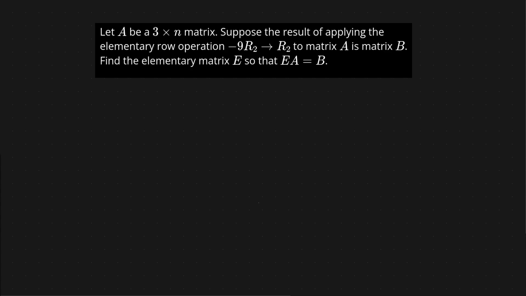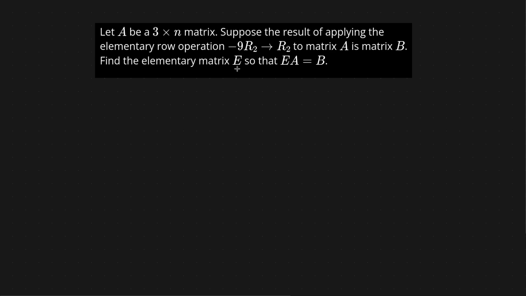Let's take a look at a couple examples so we can internalize this idea of elementary matrices. Let A be a 3 by n matrix. Doesn't matter which matrix, just 3 rows, however many columns. Now, suppose that we apply a particular elementary row operation. In particular, we are taking 9 times row 2, we're storing the result in row 2, and we're applying it to matrix A, and the resulting matrix is matrix B.